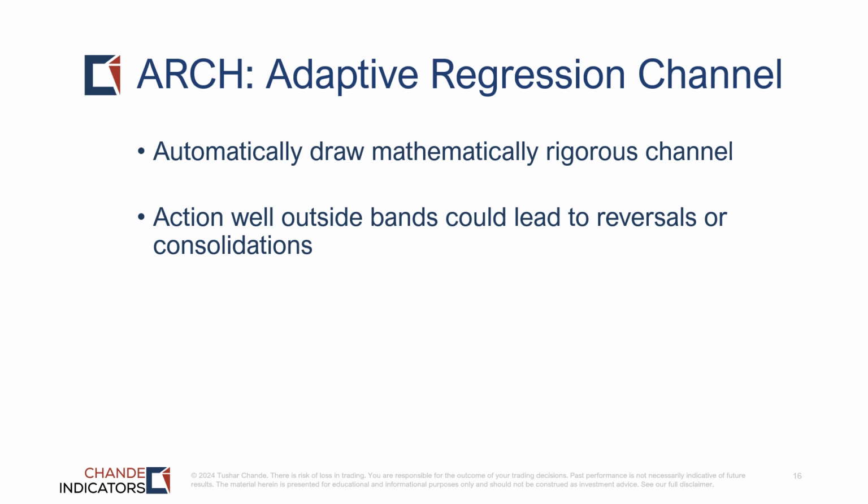To summarize, the ARCH or adaptive regression channel automatically draws a mathematically rigorous channel on the price chart, and action well outside the bands could lead to reversals or consolidations. It's a possibility, but not a guarantee.